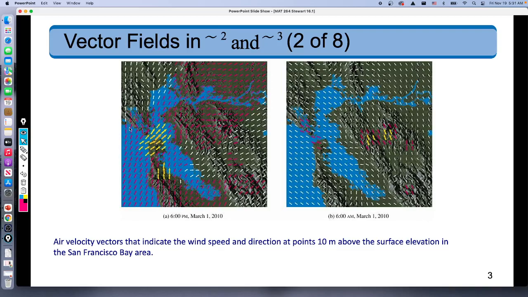And various ones here. Earlier in the day, 12 hours early at 6 a.m., it was a very different pattern, not as strong coming into the bay. In fact, it looks like, from the direction of the arrows, the wind was blowing out to the sea. By evening time, it's blowing from the sea inwards toward the land. So this is what a vector field looks like. The size of the arrows in a vector represents the magnitude, in this case the wind velocity, and the direction indicates the direction. Okay.